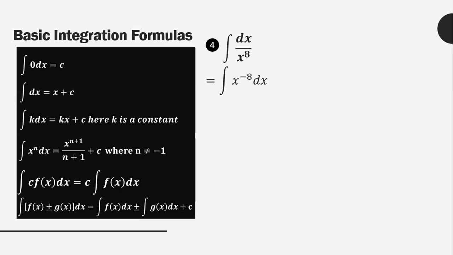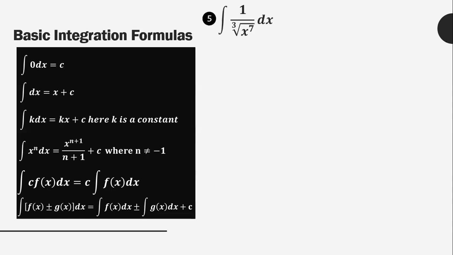polynomial. So given this, we can now apply our n plus 1 over n plus 1. So what is negative 8 plus 1 over negative 8 plus 1? Obviously, it is negative 7. So we will have x raised to negative 7 over negative 7 plus c. Then we will put the minus sign as part of the fraction. And then we will put x raised to negative 7 below again so that it becomes a positive exponent. So the final answer becomes negative 1 over 7x raised to 7 plus c.